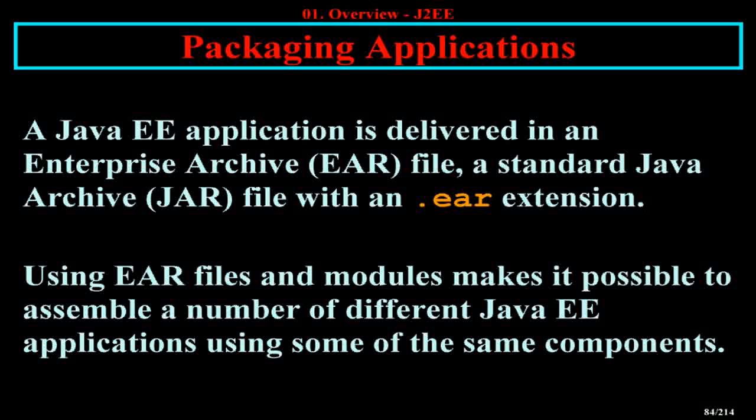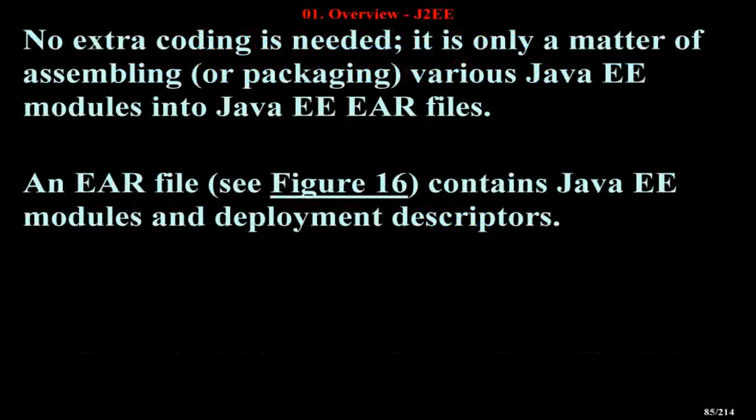Packaging applications. A Java EE application is delivered in an Enterprise Archive EAR file, a standard Java archive jar file with an EAR extension. Using EAR files and modules makes it possible to assemble a number of different Java EE applications using some of the same components. No extra coding is needed.